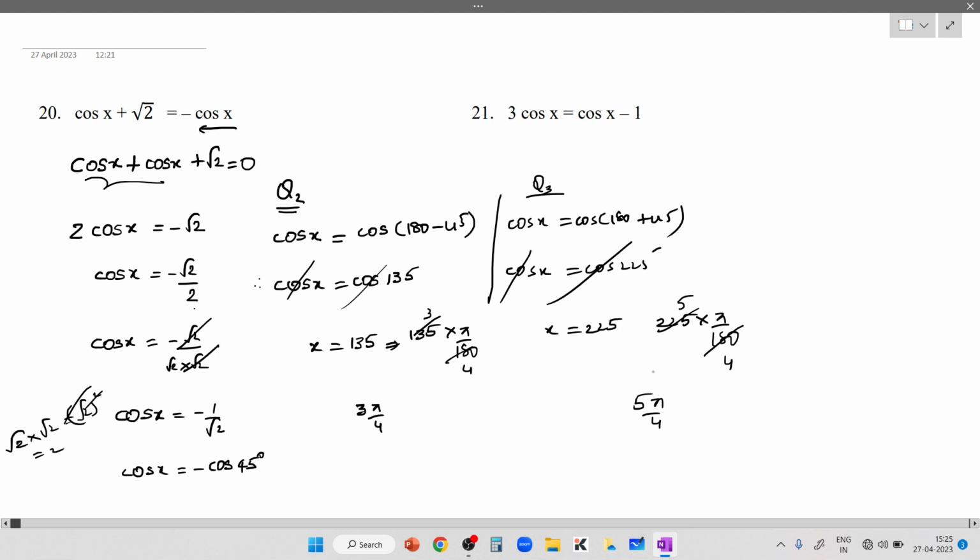So in this way, as I told you earlier, each and every value of the trigonometric equation will have two solutions in the principal zone. Now, solving this question: 3 cos x is equal to cos x minus 1.